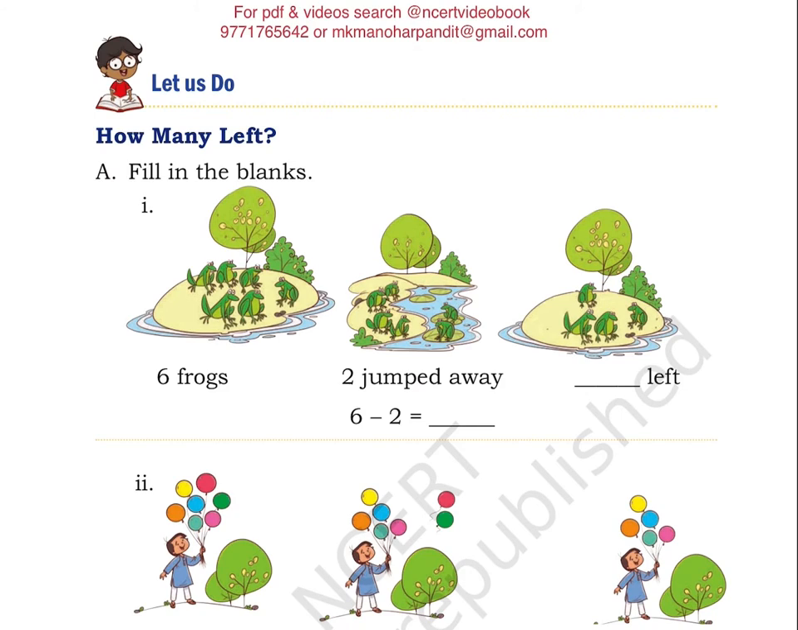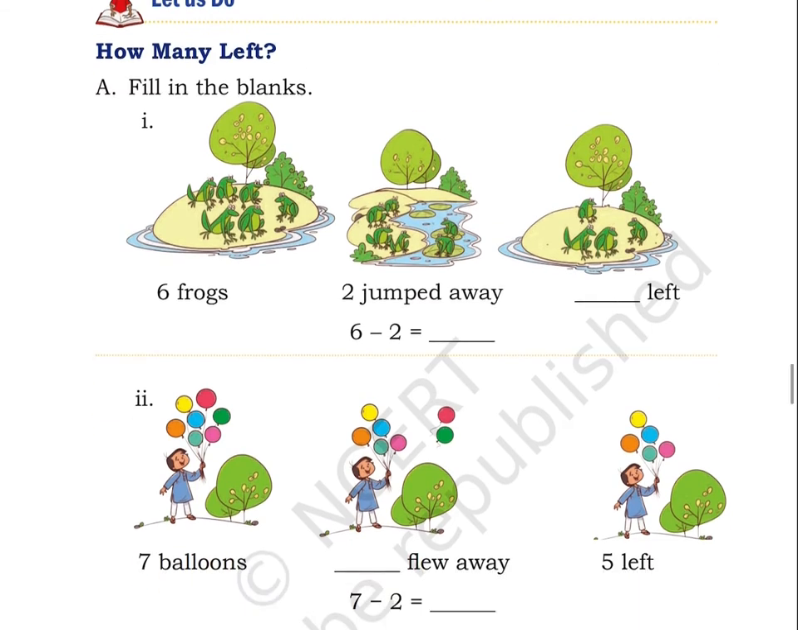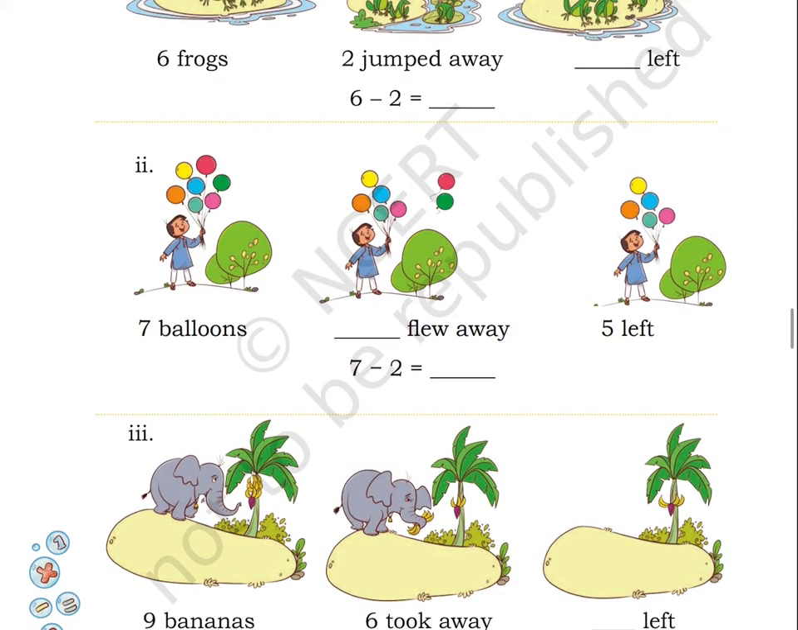2. In the first picture, a boy is holding 7 balloons. In the second picture, dash balloons flew away. 7 minus 2 is equal to blank. In the third picture, 5 balloons are left.